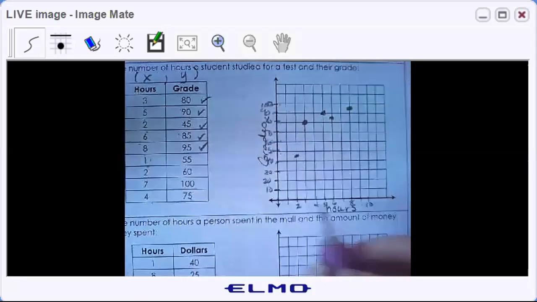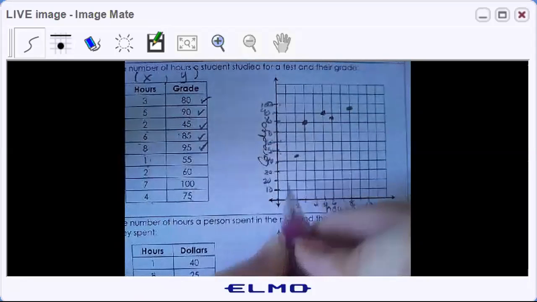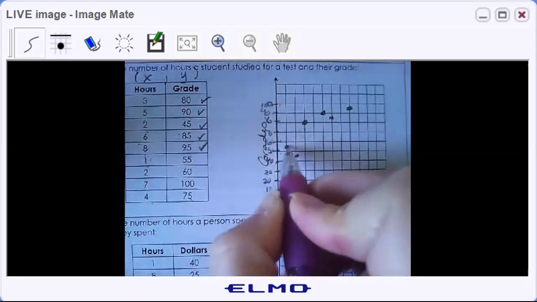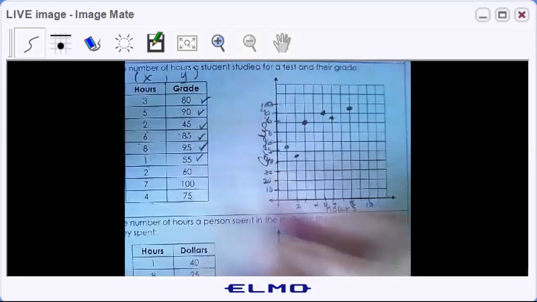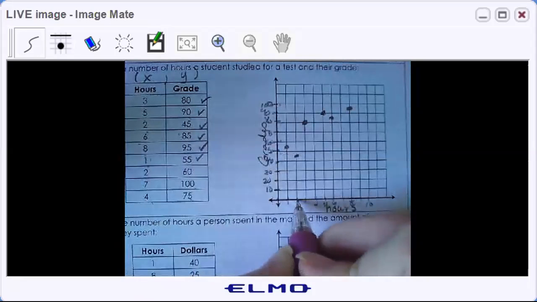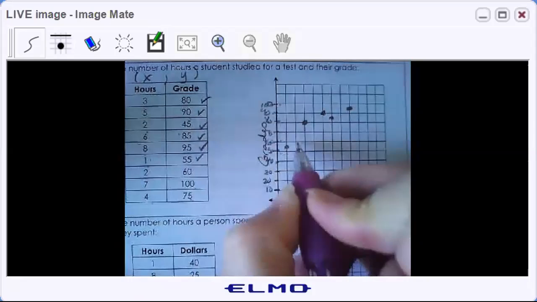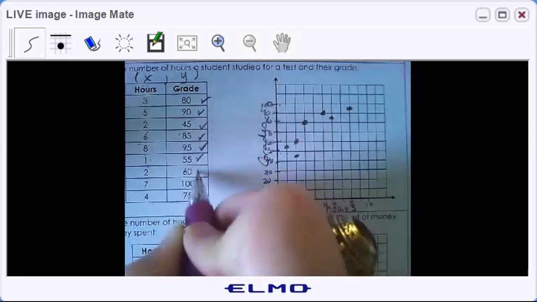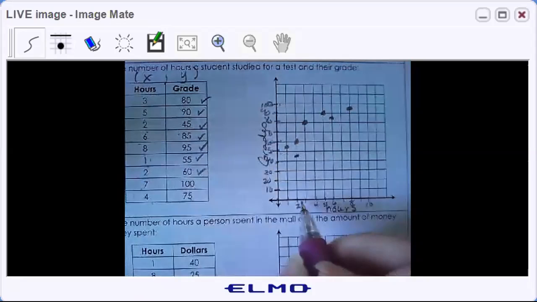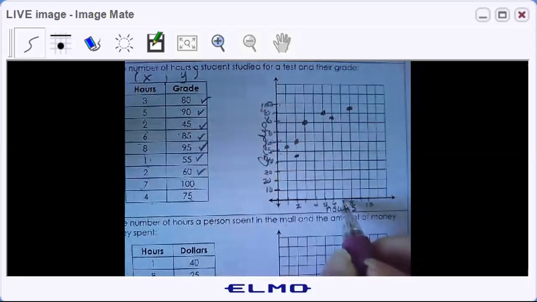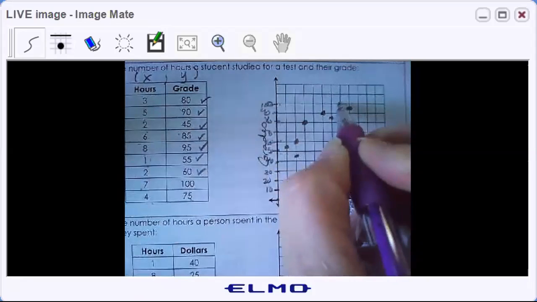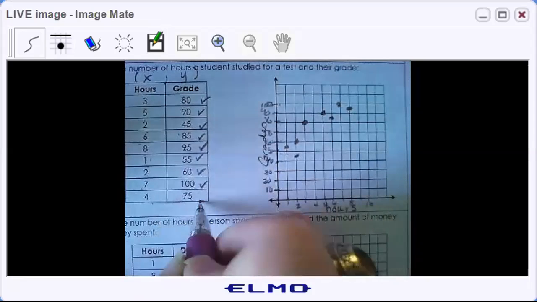1 and 55, 2 and 60, 7 and 100. Ooh, that really paid off for them. And 4 and 75.